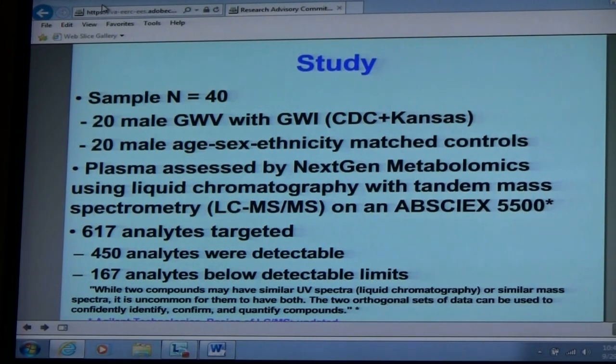Plasma was used for metabolomic analysis, which was assessed by next-gen metabolomics using liquid chromatography with tandem mass spectroscopy on the machine named here, and 617 different analytes were targeted, of which 450 were detectable and 167 below the detectable limit. Next slide.